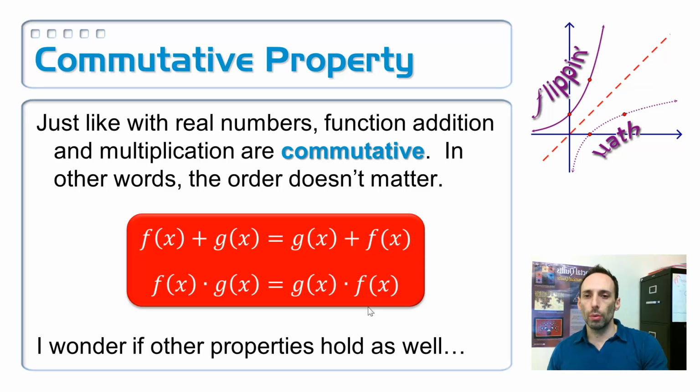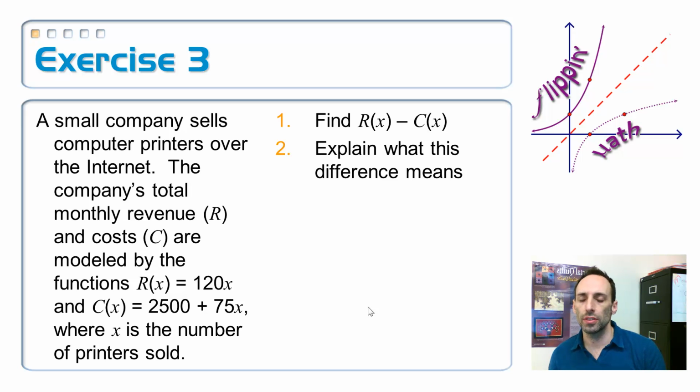So that word that I was looking for is commutative property. Commutative property means that it doesn't matter what order they go in, first and second or second and first. And that works for both addition and multiplication. But it doesn't work for division and subtraction, right? Well, it's just like with numbers. I wonder if the other properties hold as well. Anyway, so one last exercise on this video.